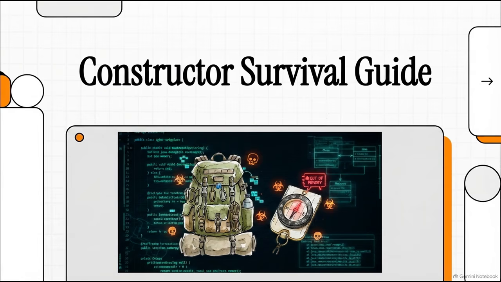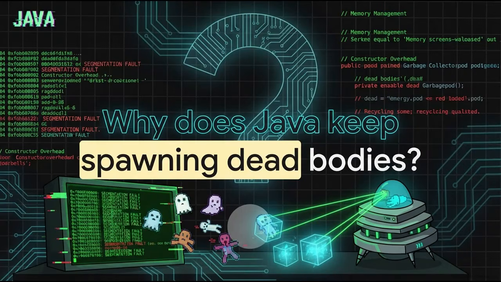Consider this your survival guide to Java constructors. It's a pretty provocative question, isn't it? Why does Java keep spawning dead bodies? We always hear about Java being this incredibly safe, managed environment. There are no manual pointers to mess up. We've got an automatic garbage collector cleaning up our messes. It feels bulletproof. But as you're about to see, that supposedly safe memory allocation hides some seriously dark and highly inefficient secrets. Our goal today is to get you fully equipped to survive this cyberpunk coding landscape.